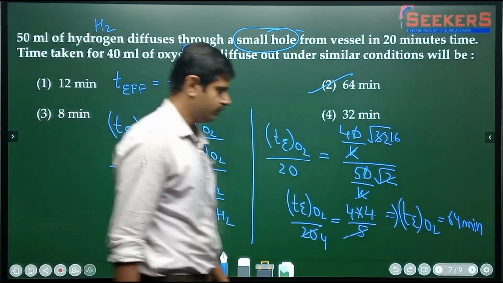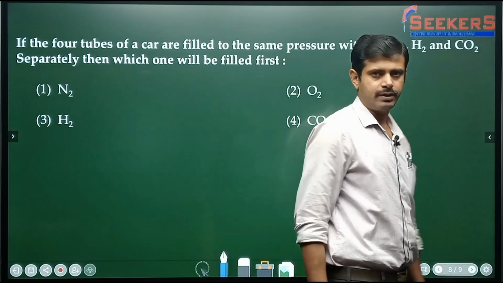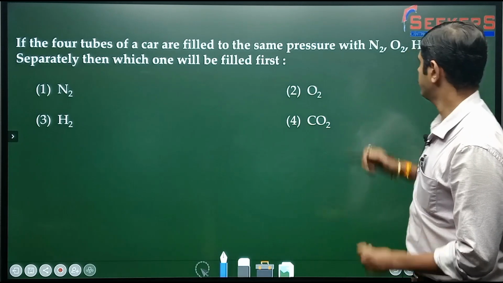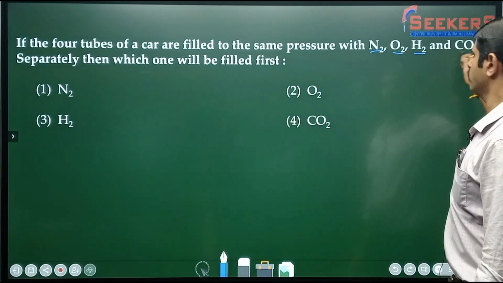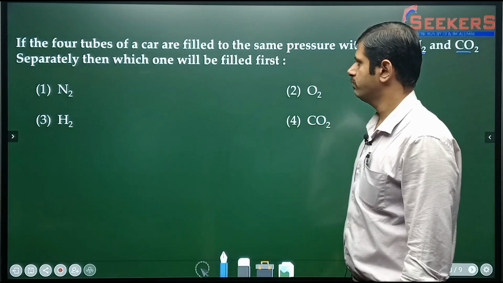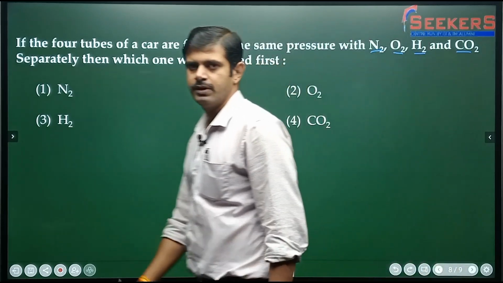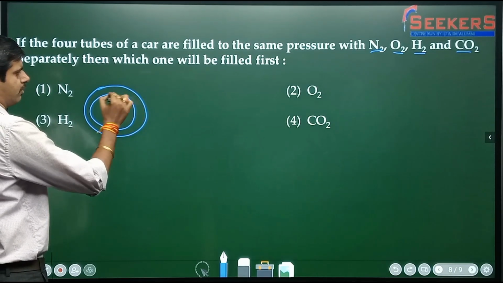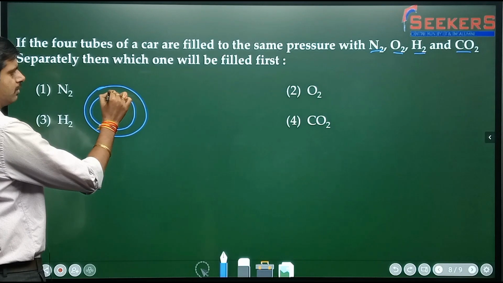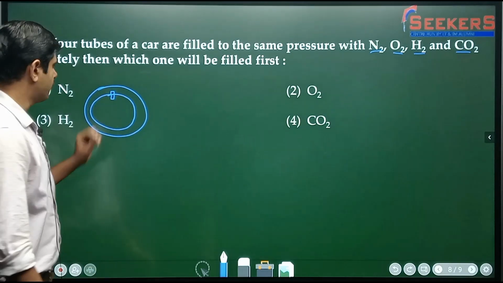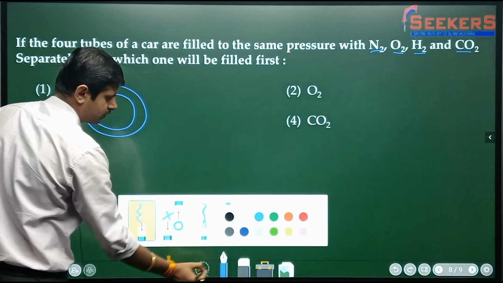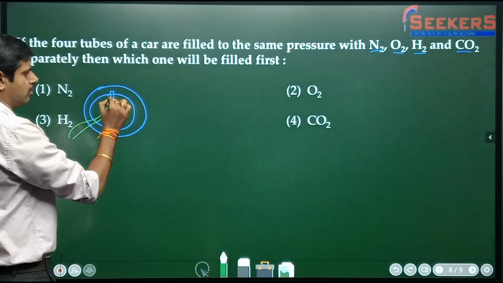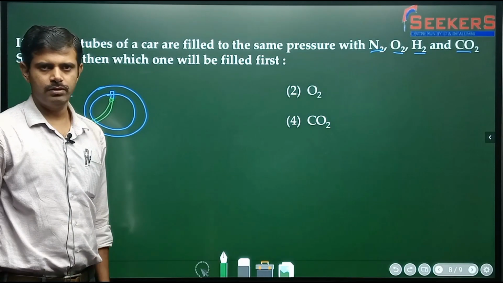Is it clear? So one numerical on effusion we have done. Now again one more numerical we can do. If the 4 tubes of a car are filled to the same pressure with N2, O2, H2, CO2 separately, then which one will be filled first? Actually, they have 4 different pipes. Let us draw one pipe. They are putting a gas into this, and the gas will go through some pipe. So this is again a numerical on effusion.